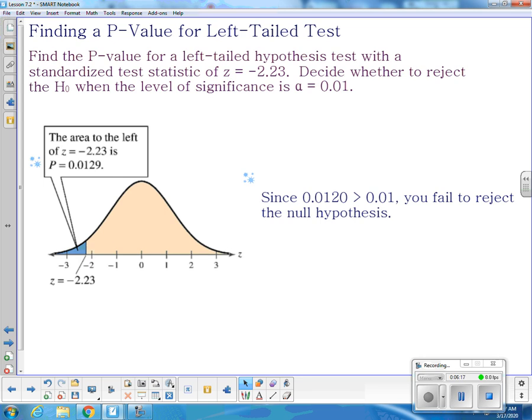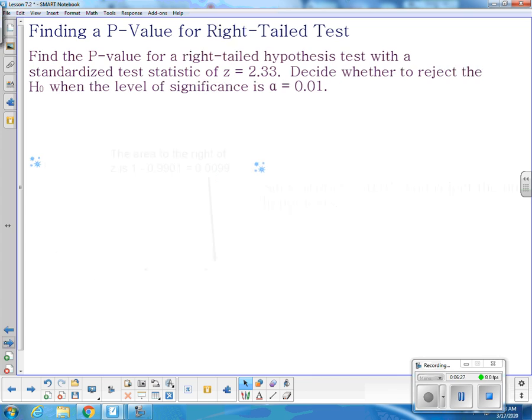Okay? That's it. You're finding that p-value, and you're determining whether it's greater than or less than the significance level. Let's try another one. Here we have a right-tailed test. The z-score statistic is 2.33. So if I'm looking at one of those curves and I'm only on the right side, you have to do 1 minus that chart number.